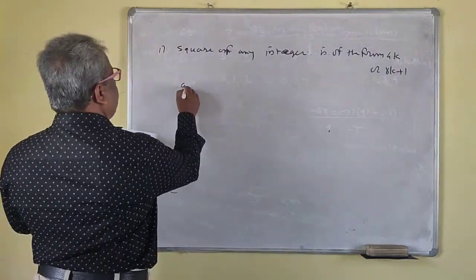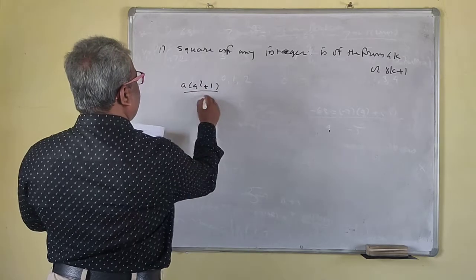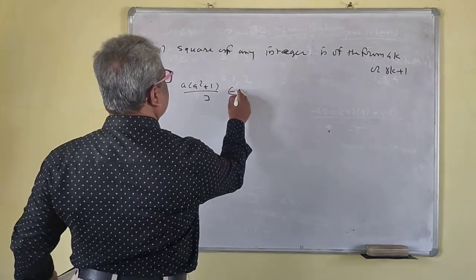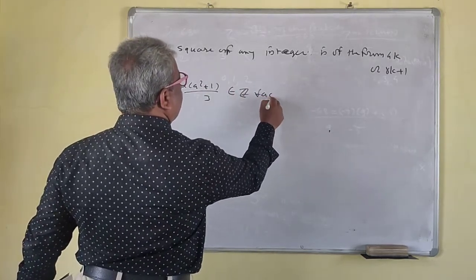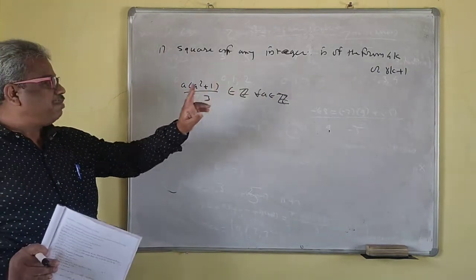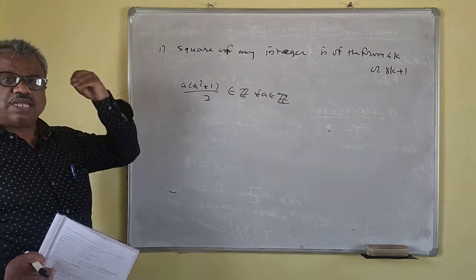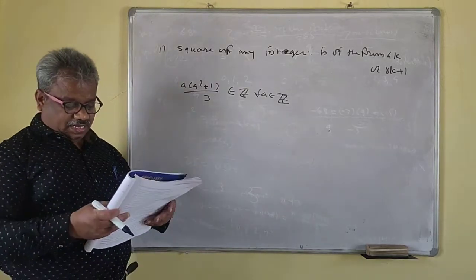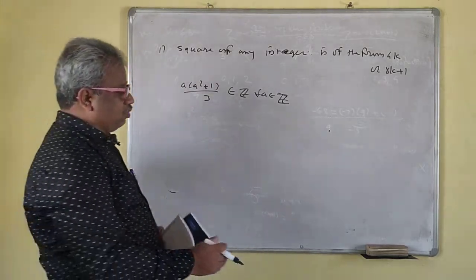Okay. So a into a square plus 1 upon 3 belongs to Z, for all a belongs to Z. So that means whatever the integer may be, a into a square plus 1 upon 3 is always an integer. This they want to say.